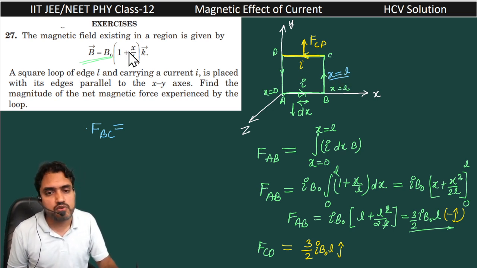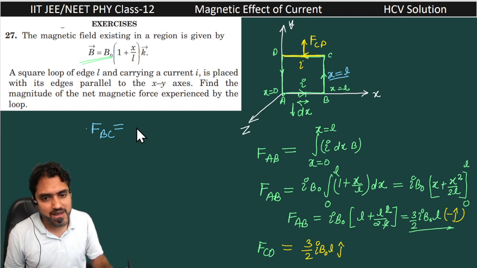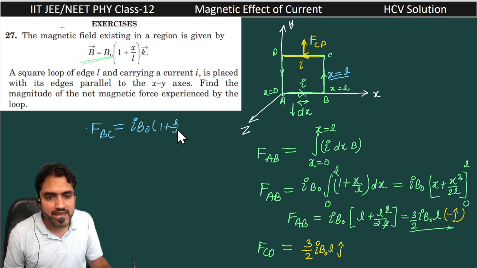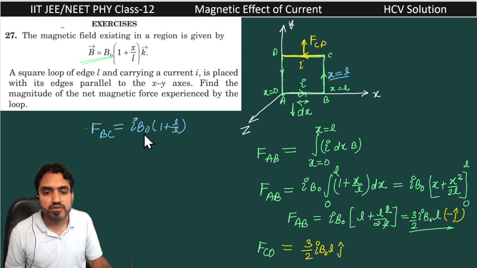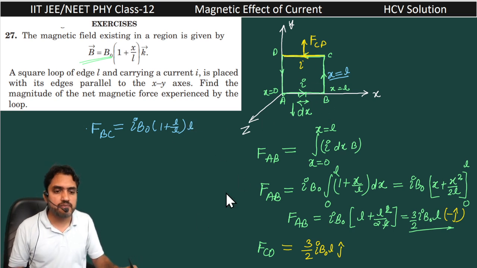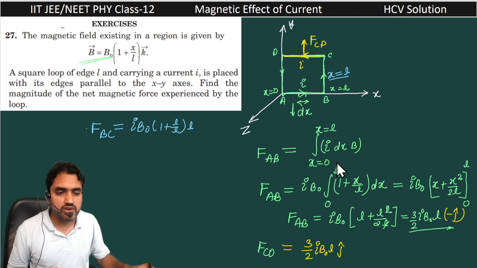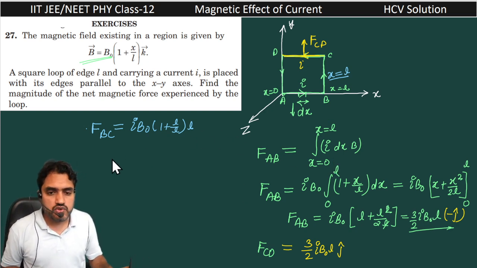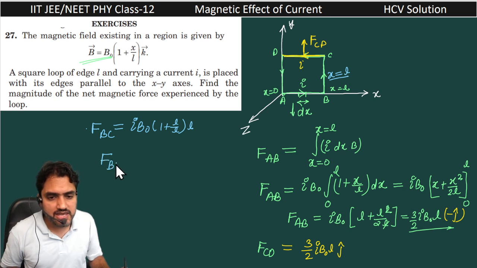So you only have to put the value of x in the magnetic field. So current I, magnetic field B naught into 1 plus L by L, and the length of this wire is equal to L. So the force on BC is equal to, this will become 2, so 2 I B naught L.